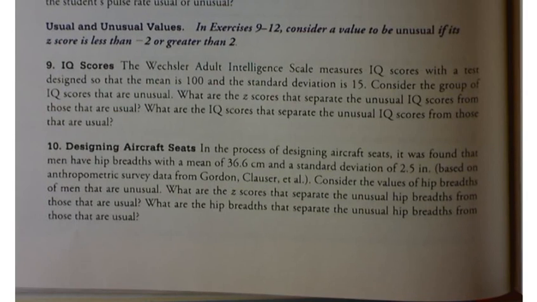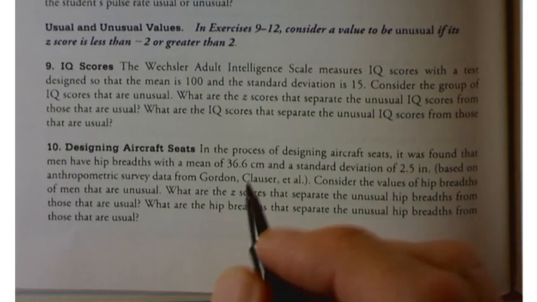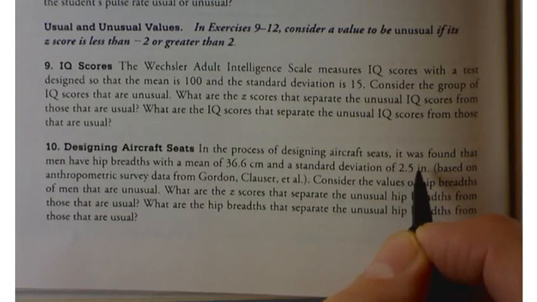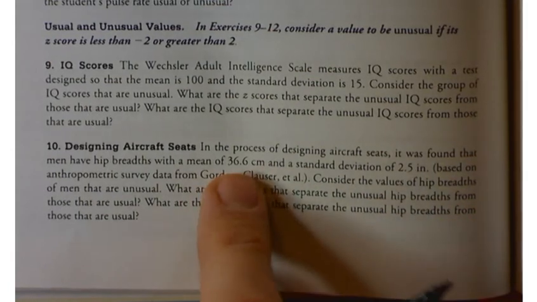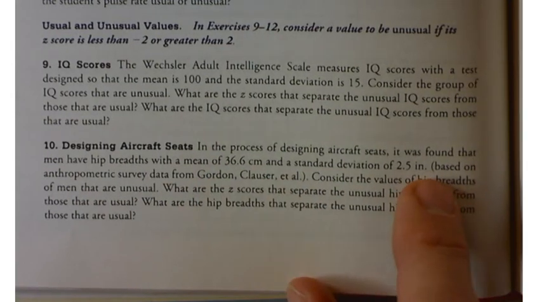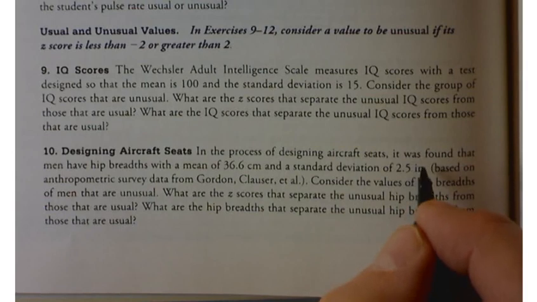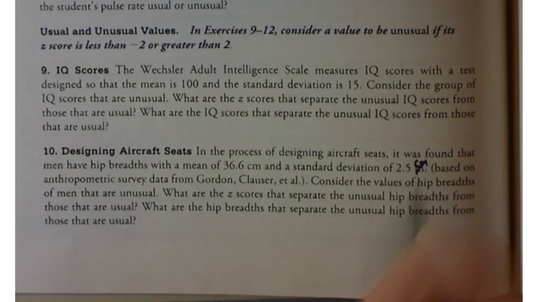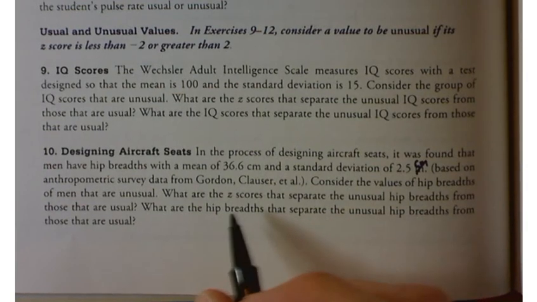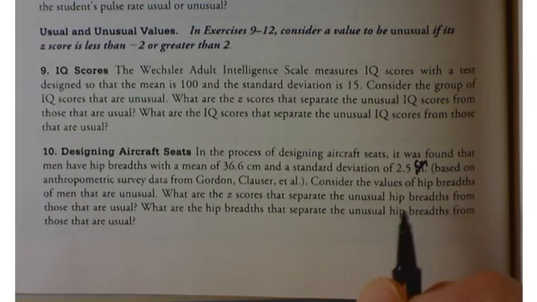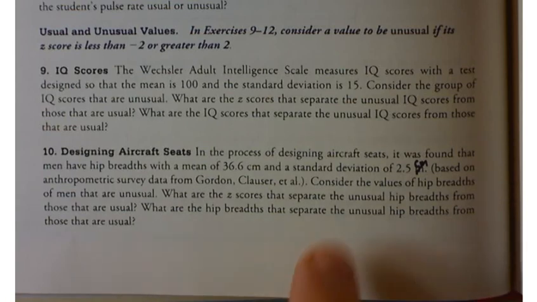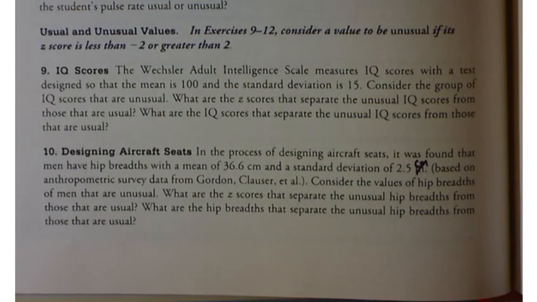Inches, sorry. You know what? That's not right. This has got to be centimeters. 36.6 inches would be really amazingly big. So I'm guessing that they both should be centimeters. What are the z-scores that separate the unusual hip breadths from those that are usual?